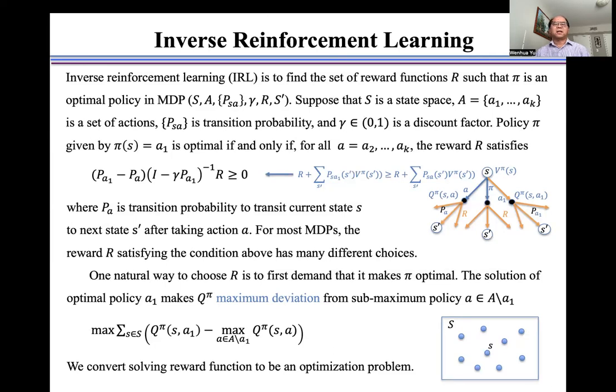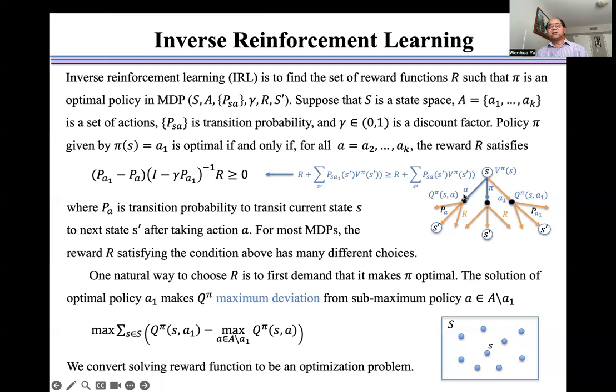Inverse reinforcement learning is a method to find the reward function for the optimal policy. For example, under policy pi, we use the optimal action A1 for an agent at a state S. If A1 under the policy pi is an optimal action, that means the Q value for the optimal action A1 is greater than any Q value for the action A.